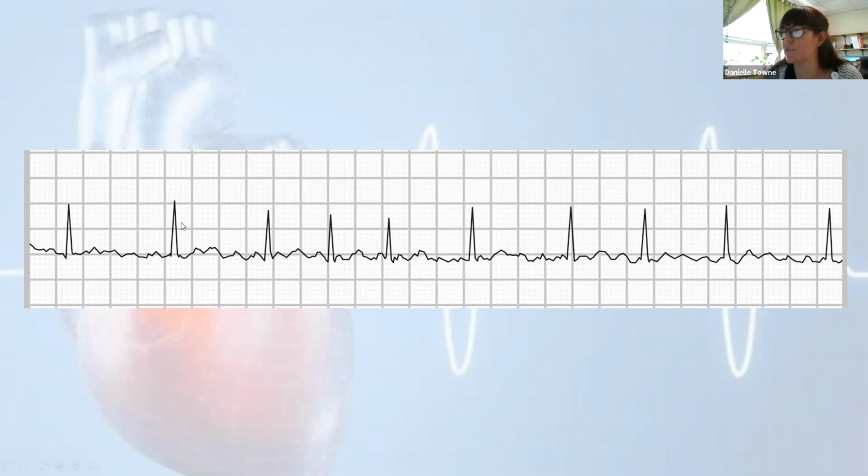I'm using my mouse on the wrong screen. The distance from here to here is different from this one to this one, this one to this one, and then continue on. There's really no pattern to it. What's the rate? So we've got 1, 2, 3, 4, 5, 6, 7, 8, 9, 10. So about 100 beats per minute.